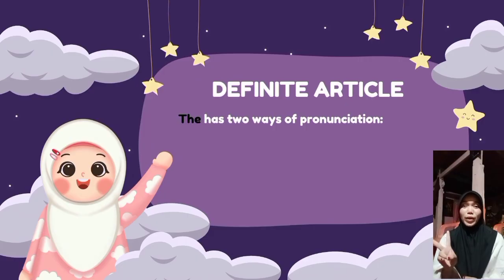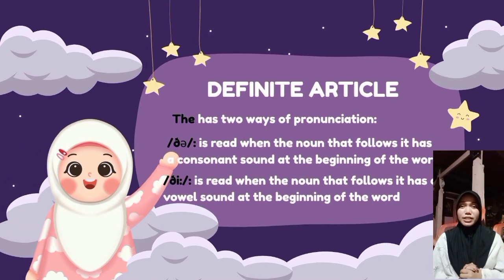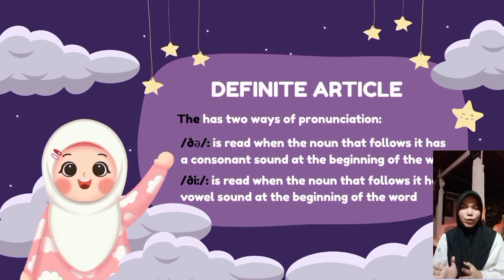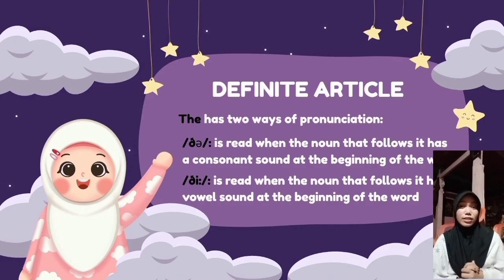The has two ways of pronunciation. The first is "thuh", where it's read when the noun that follows it has a consonant sound at the beginning of the word, and the second is "thee", where it's read when the noun that follows it has a vowel sound at the beginning of the word.